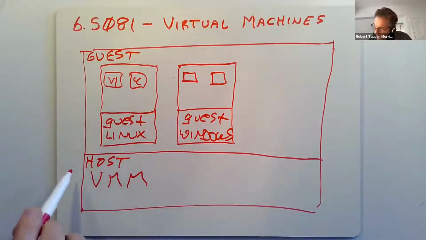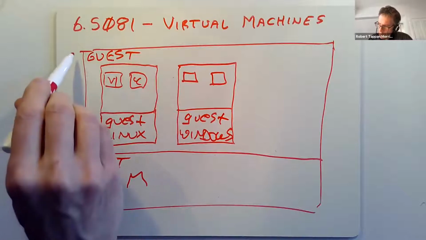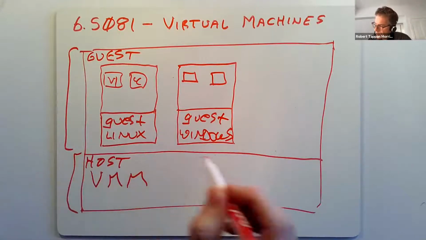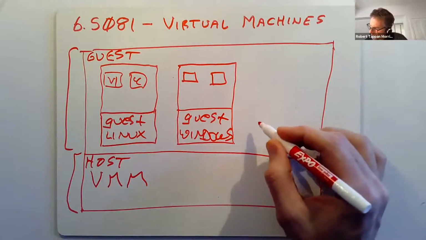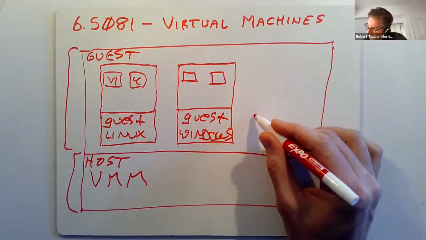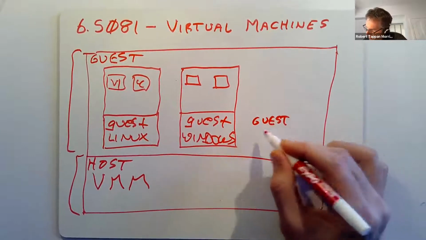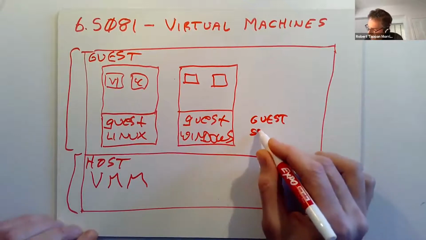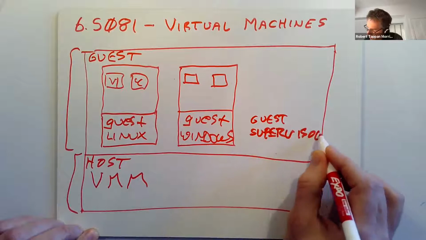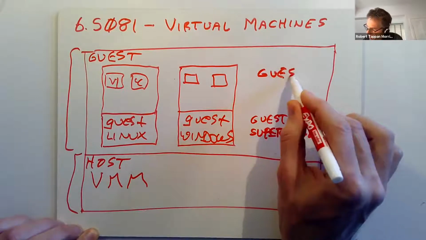So we have the host world where the virtual machine monitor runs, and the guest world where these ordinary operating systems run. And furthermore, we're going to talk a lot about, within the guest world, guest supervisor mode, which is the mode that the guest kernels run in, and guest user mode.